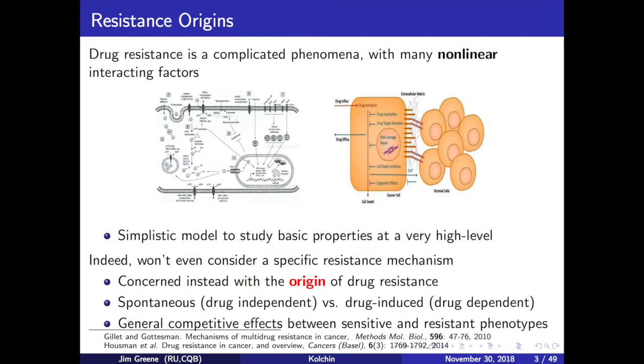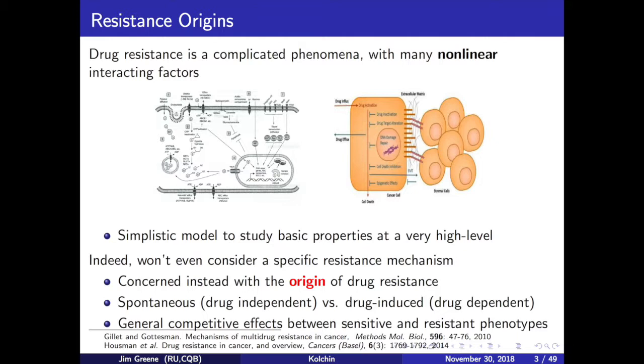It's even more complicated than that because there are microenvironmental factors. Maybe there's not enough vascularization, so there's not enough blood supply to actually get the drug to the cells to affect them. There are immune responses. There are interactions with the stroma. There are so many things. So the main takeaway from this is that drug resistance is very complicated.